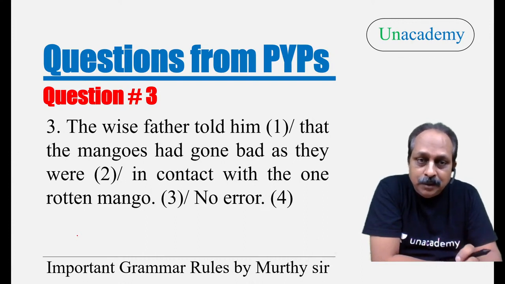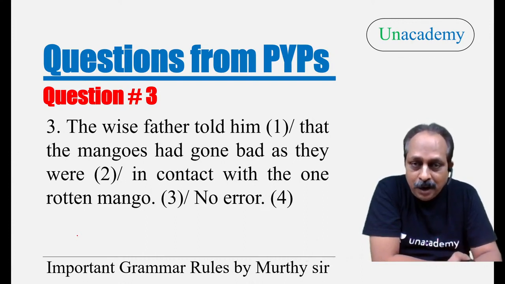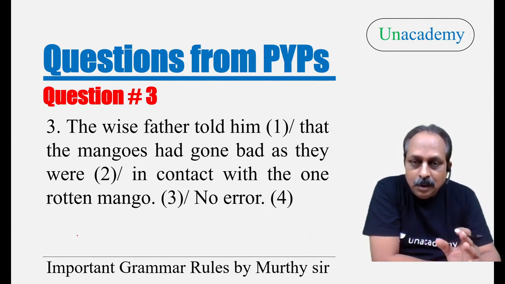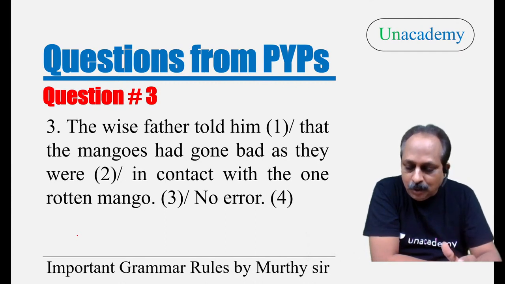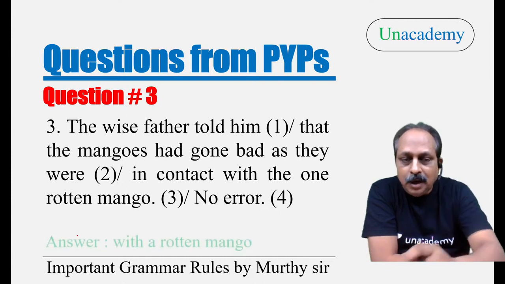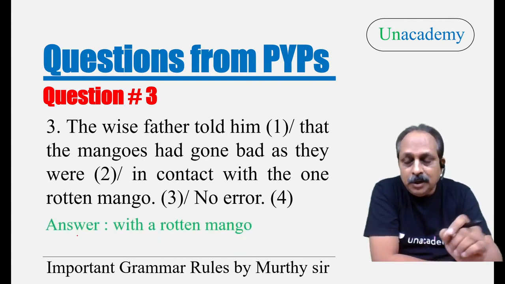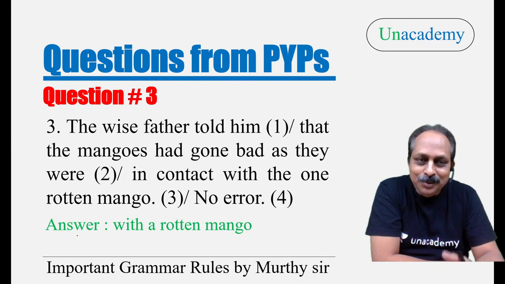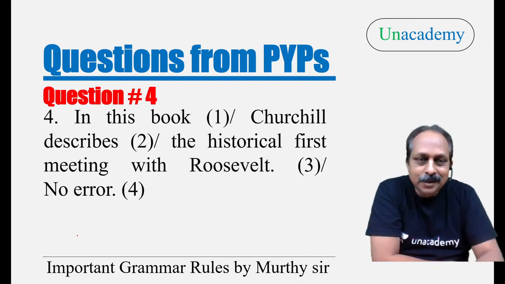There is an error. The wise father told him that the mangoes had gone bad as they were in contact with a rotten mango, not the one rotten mango. That is not correct. A rotten mango. So what is the answer? With a rotten mango. First time, a rotten mango. Please go to the next one. Question number four, where is the error?